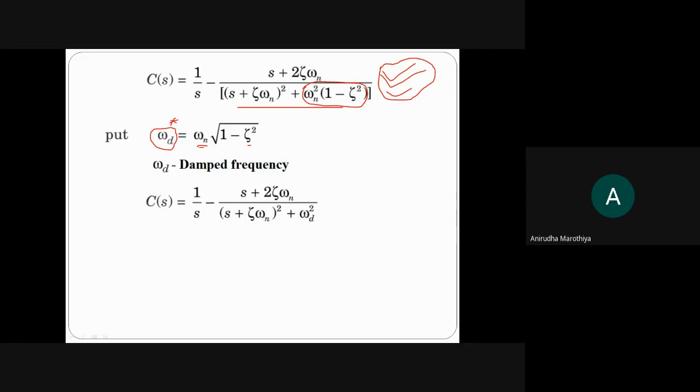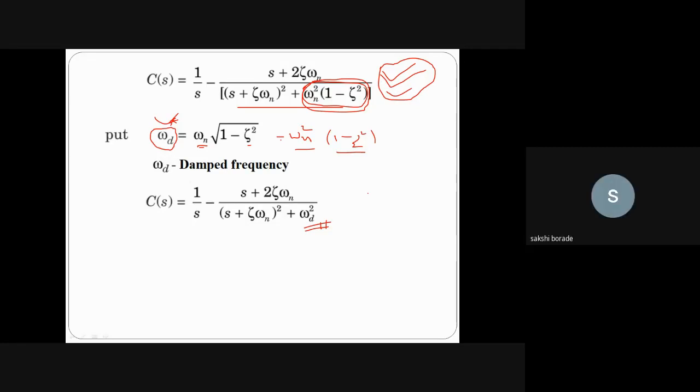So if you square on both sides, you will get omega n square, and the square of the square root gives you 1 minus zeta square. So this omega n square 1 minus zeta square is nothing but the square of your damped frequency of oscillation. That's why we replace that particular term via this expression. So C of s is nothing but 1 upon s minus s plus twice zeta omega n whole divided by s plus zeta omega n whole square plus omega d square. Are you getting my point?